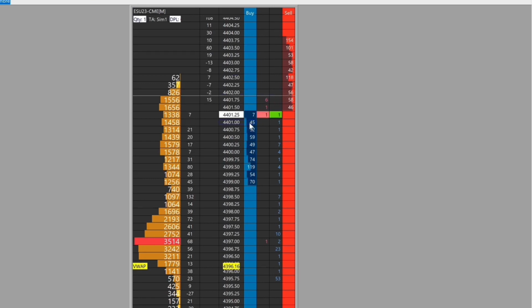It's quite difficult to see, but for example, when there is a gap between this column and this column, there will be a tick of spread.